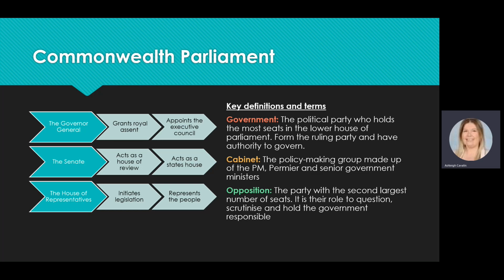Lastly, we have the opposition. This is the party with the second largest number of seats. So say, for instance, Liberals in power at the moment, Labor would be the opposition party. It is their role to question, scrutinise and hold the government responsible. Even though they are not currently in power, it is still an important role to fulfil.